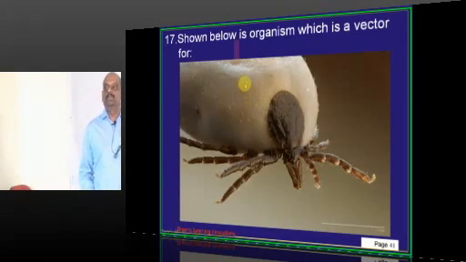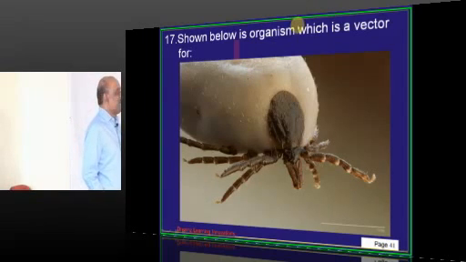What is shown to you? Don't tell it is a honey bee, it is a tick. So what is a tick?